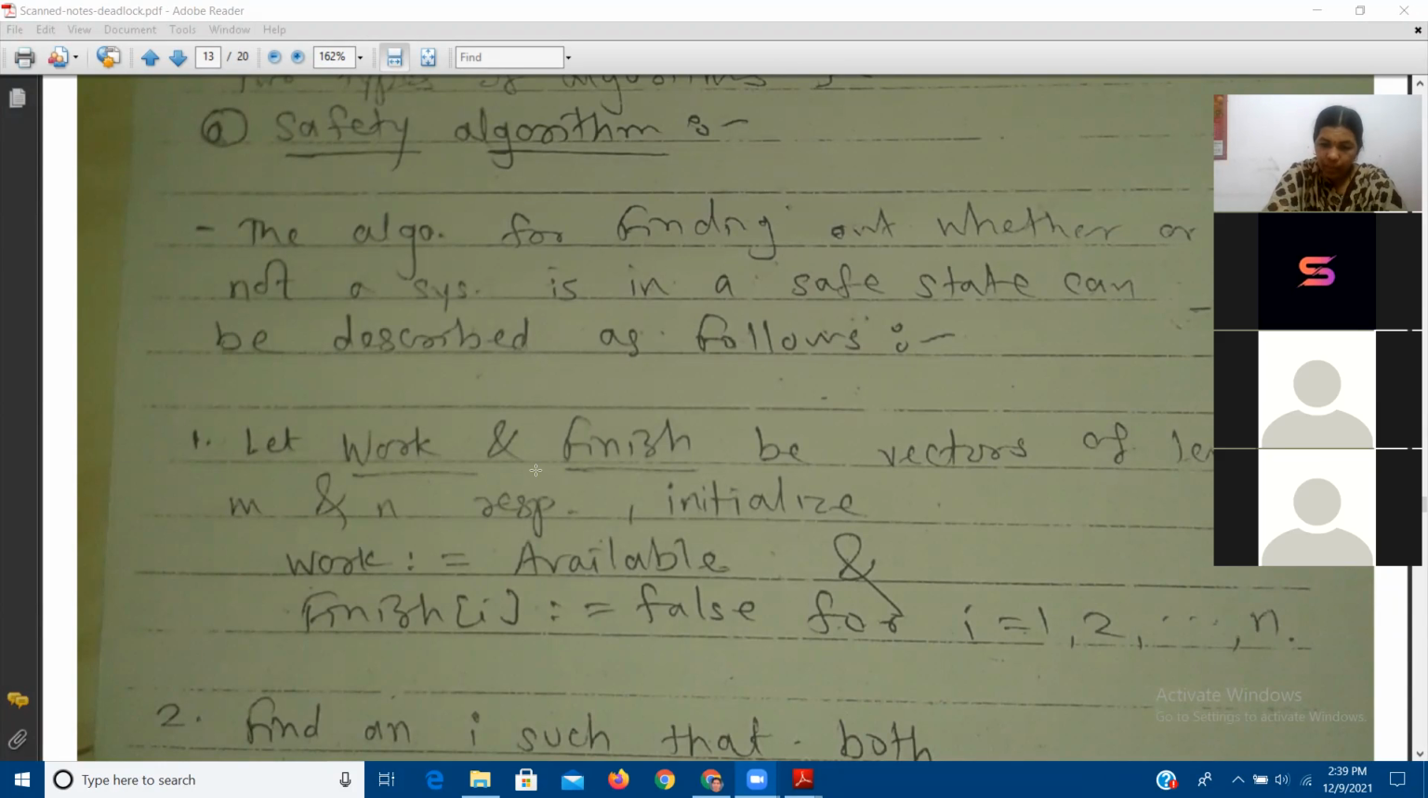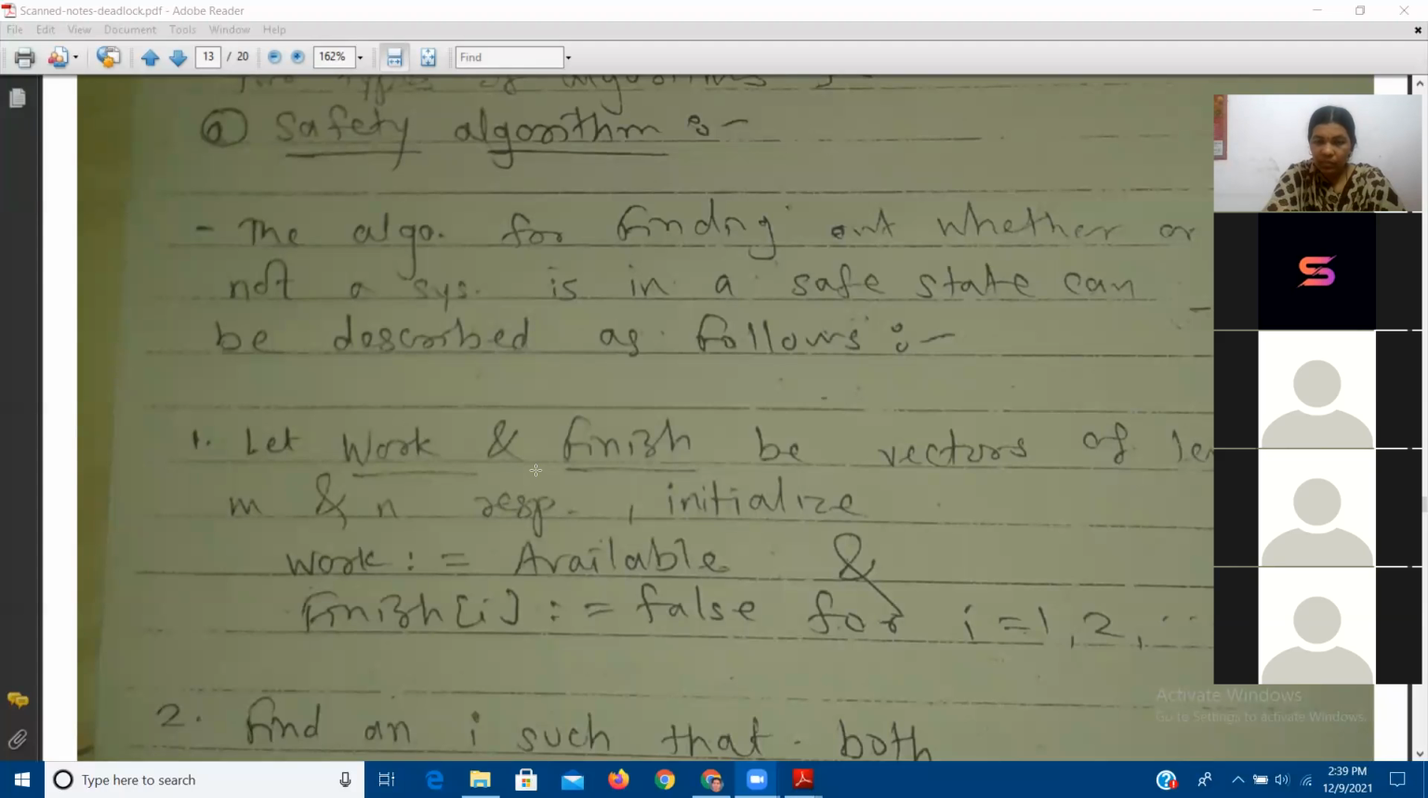5. Good. P1, 2. P2, 2. Okay, and how many printers are available with the system now? 3. Good. So total 12 there, and out of 12, 5 plus 2 plus 2, that is total 9, allocated by the system to processes P0, P1 and P2. So now available are 3.